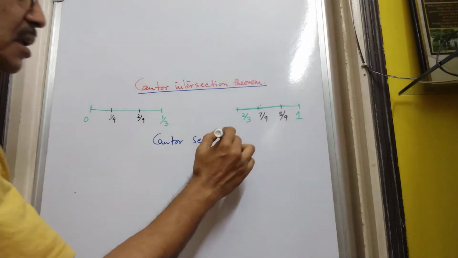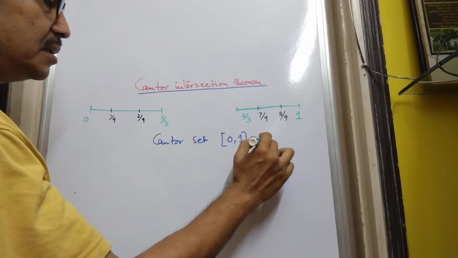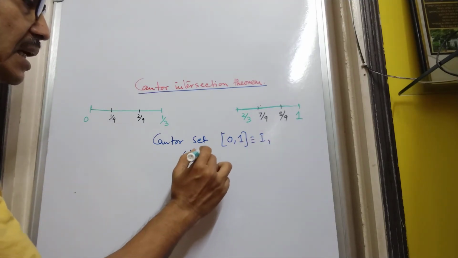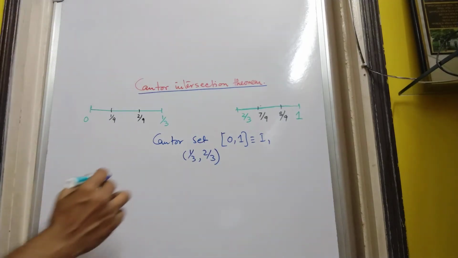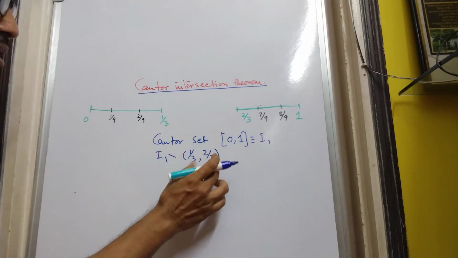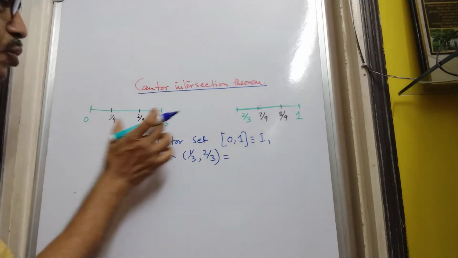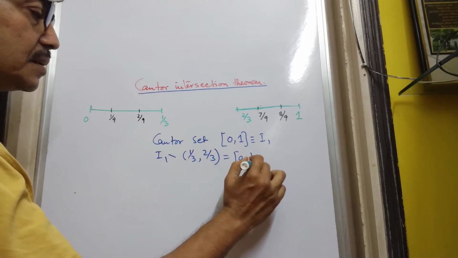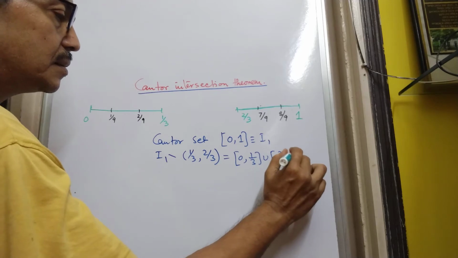So 0, 1 was the initial interval from which we removed the open interval 1/3 to 2/3, and after removing this we have these two closed intervals.